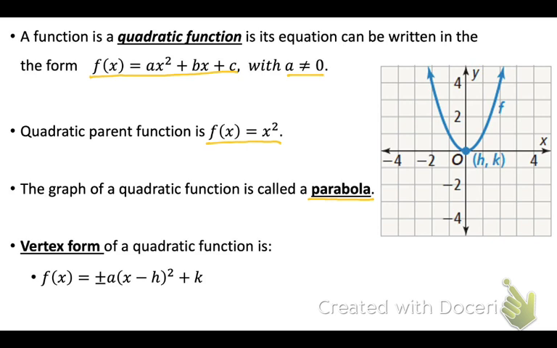And vertex form is plus or minus a, x minus h squared, plus k. Remember, h's and k's, lefts and rights.